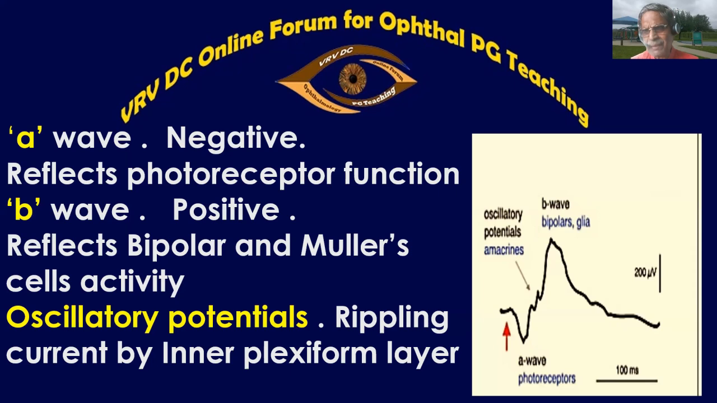You can see the A wave coming down. It's a negative response. Then you see the ascending limb of the B wave. You see the oscillatory potentials here. Then it's coming down, the B wave. These are the basic things.